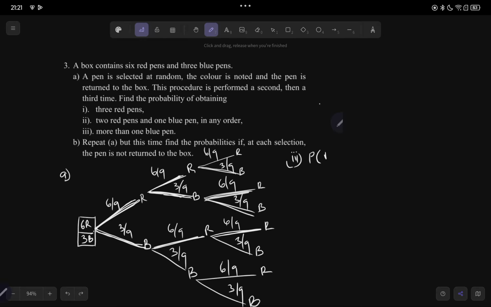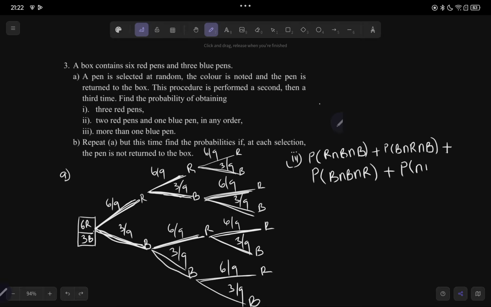Blue, red, blue. Or you can have blue, blue, then red. That is the shortest chance of getting two blue. Now getting three blue is blue, blue, blue. Now we start working out.